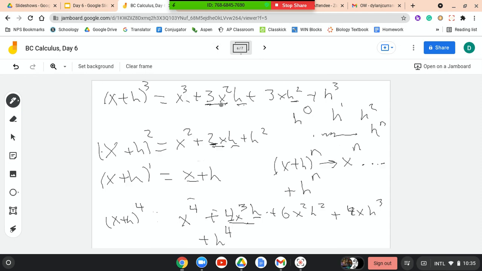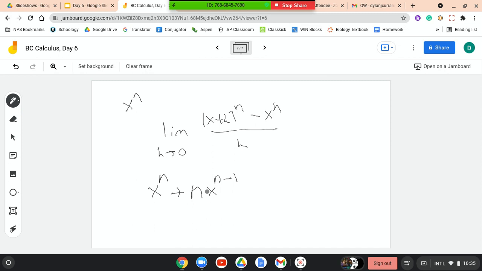Because here our x is x squared and the exponent is 3, so it's x to the 3 minus 1, which is 2. Here it's x to the 1, which is 2 minus 1. Here it's x cubed, which is 4 minus 1. Do you see the pattern? So the second term is going to have this times h, right?